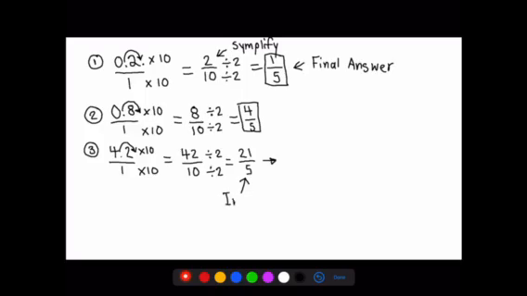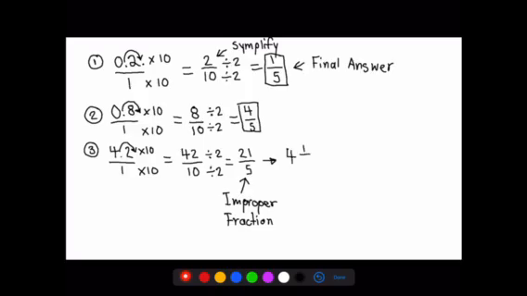These fractions, when the numerator is bigger than the denominator, are called improper fractions. So this is an example of an improper fraction. When we see an improper fraction, we have to change it to a mixed fraction.